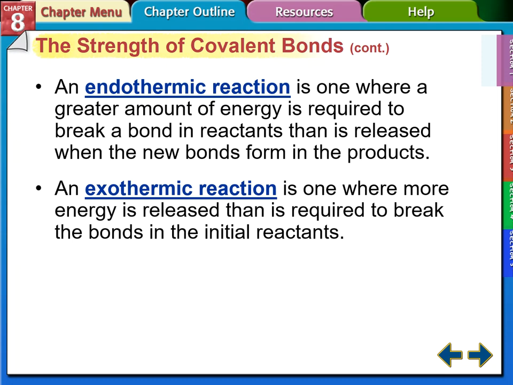In an exothermic reaction, the initial bonds are broken and then new bonds are formed. When the new bonds are formed, they release more energy than what it took to break those original bonds in the first place. So when that happens, heat is given off and we have an exothermic reaction.